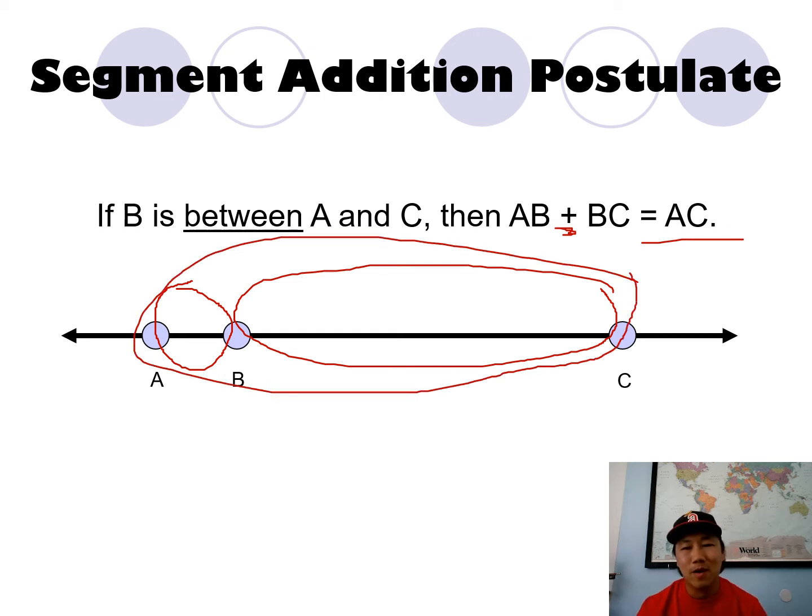Alright, so the postulate is pretty simple. It's just saying if you have 2 pieces and then you add them together, you get the big piece. It's very simple.